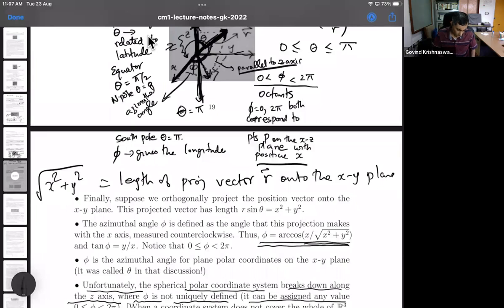Or if you like, you can also say that the tangent of phi is y upon x. That's another way to look at it.